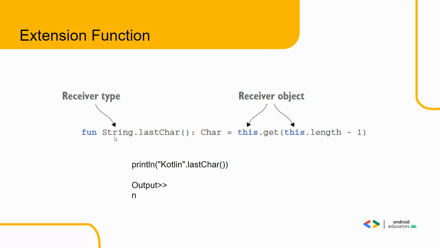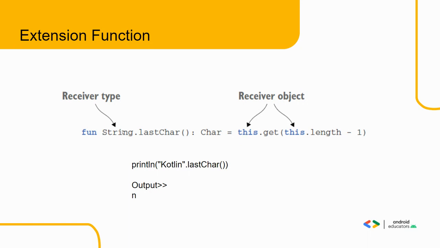That means String already has a lot of functions, like length or indexOf, and you can use those functions directly here using this. You can see this.get, which basically gets the character. This is a member function of the String class, right? So you get the receiver object in the extension function. By using the receiver object, you can call methods of the String class and manipulate it there.